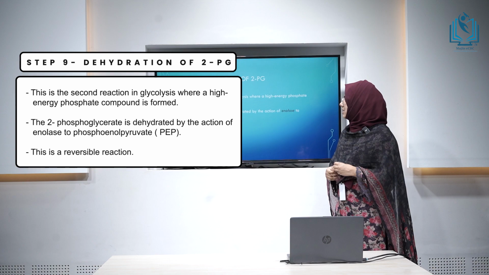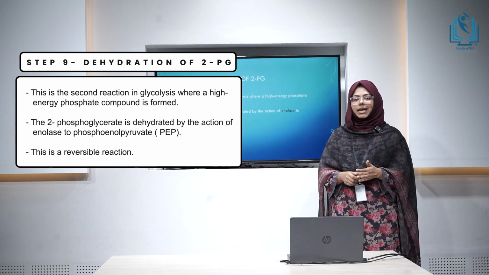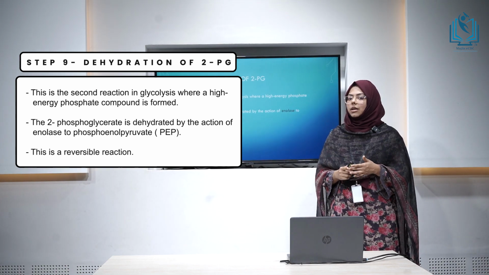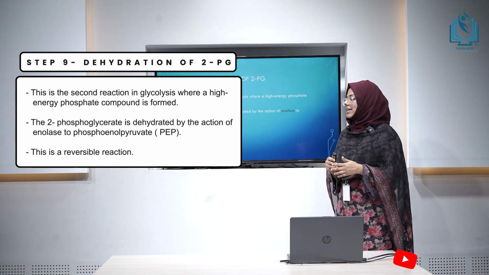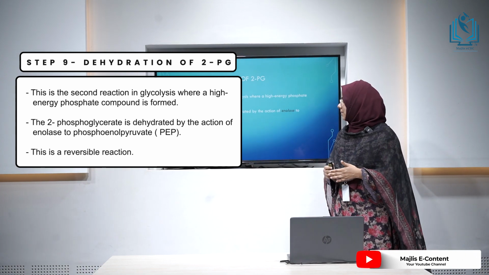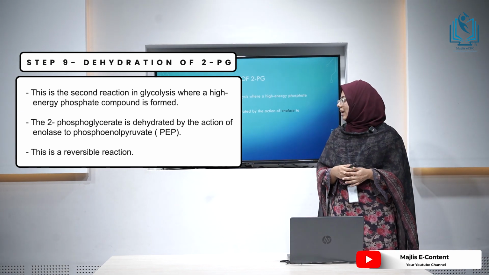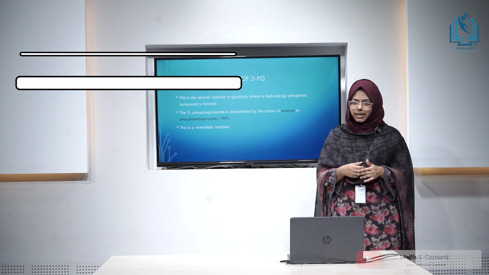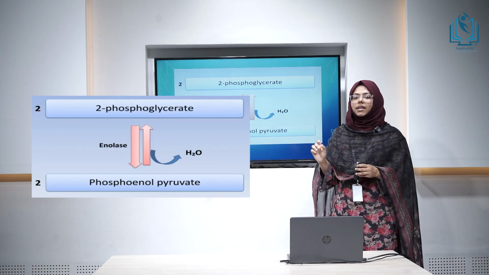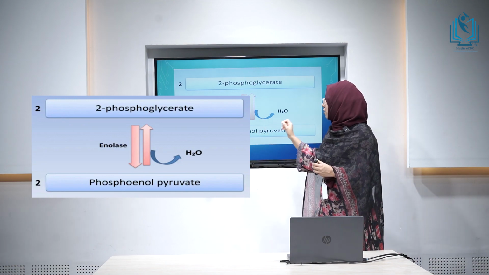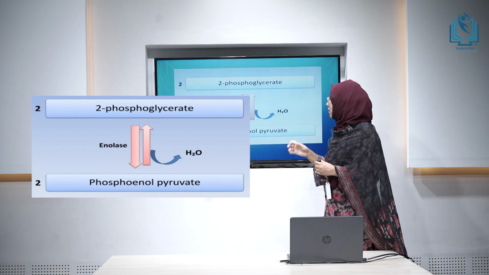This is the second reaction in glycolysis where a high energy phosphate compound is formed, and that compound is phosphoenolpyruvate or PEP. The 2-phosphoglycerate is dehydrated by the action of the enzyme enolase to form phosphoenolpyruvate, and this is a reversible reaction. It is summarized as 2-phosphoglycerate converting to the high energy phosphate compound phosphoenolpyruvate with the help of enzyme enolase, where there is a removal of a water molecule.